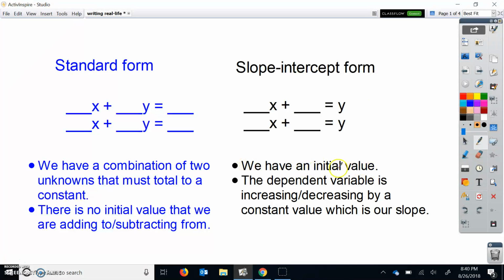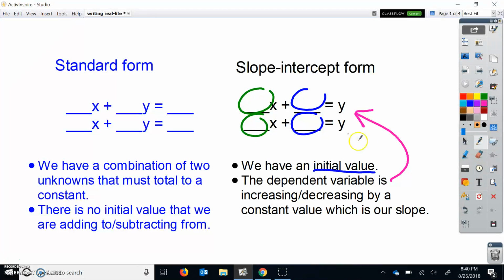If you're given some sort of initial value, like some amount you're starting with, that's your y-intercept. It's going to go here. And then you're going to be increasing or decreasing by a constant value. That would be your slope here. And your dependent variable is going to depend on the independent variable.